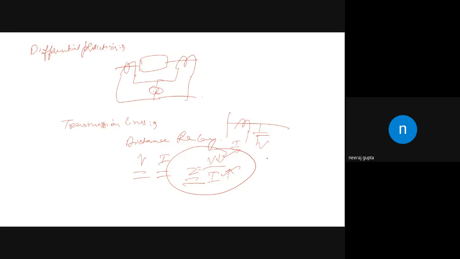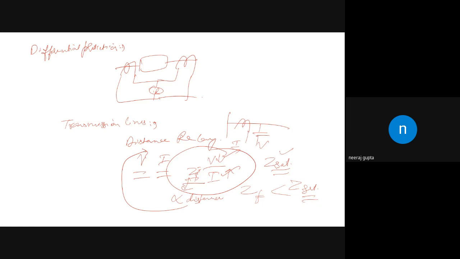Suppose we have set a particular value of Z, that is Z set. Then if the fault occurs in the system, suppose this is Z fault. So Z fault is less than Z set, and as a result, it will detect. It is based on that principle. And this impedance is considered to be directly proportional to the distance along the line. That's why we have the name distance relay.